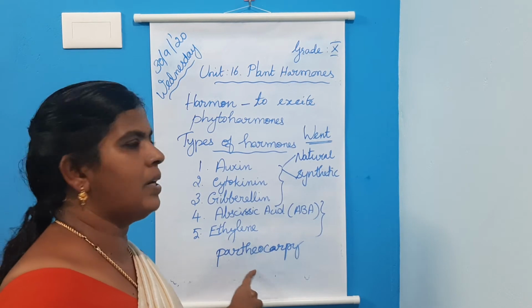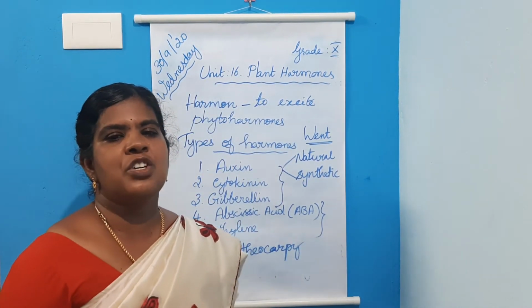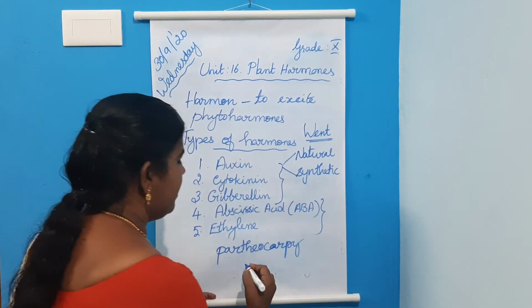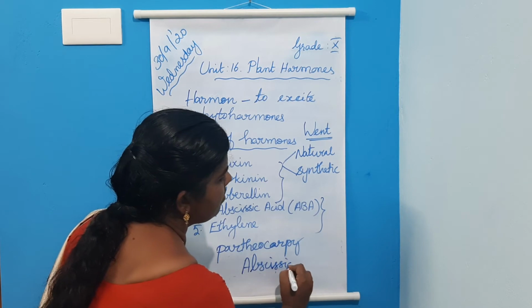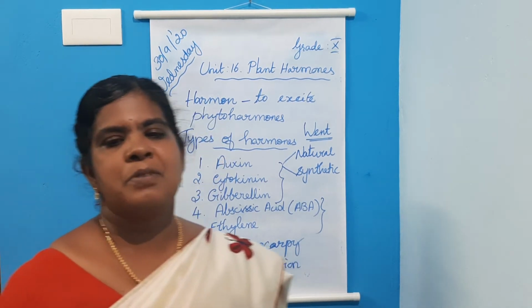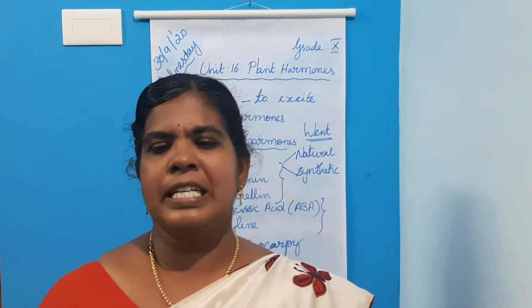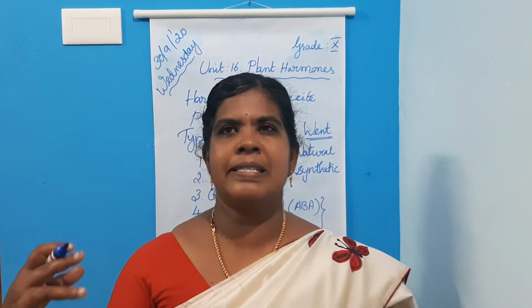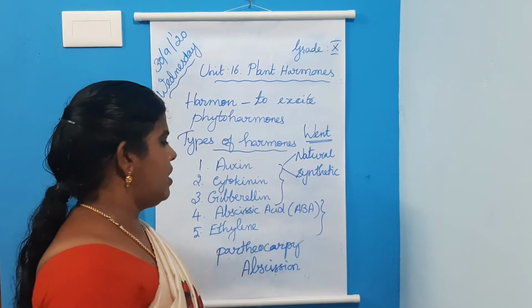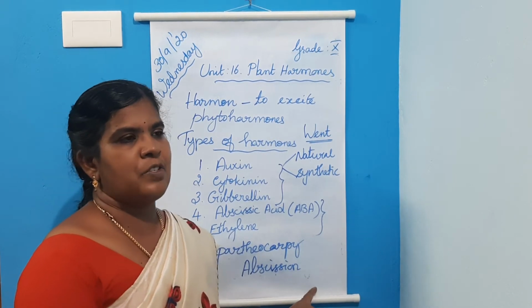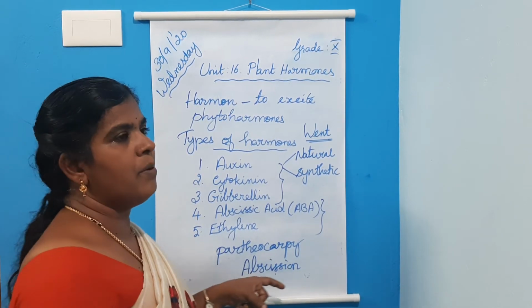The process is parthenocarpy. Now, auxin prevents the formation of the abscission layer. Auxin prevents abscission. Abscission means the detachment of plant parts such as leaf, fruit, branches, etc. That is abscission. Auxin prevents abscission. These are the physiological effects of auxin.